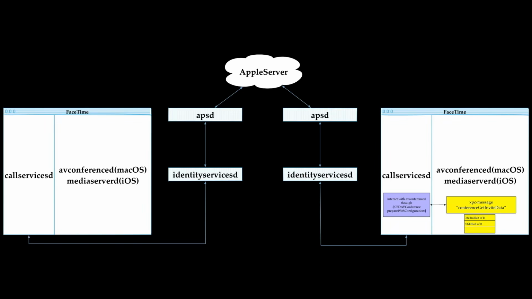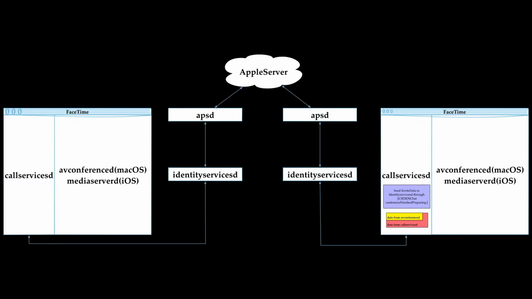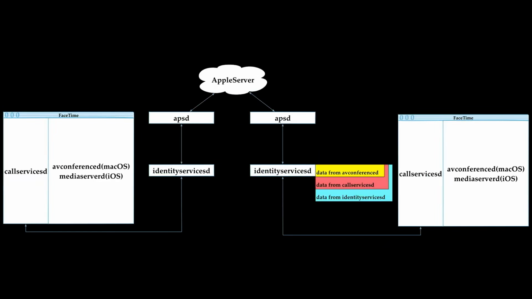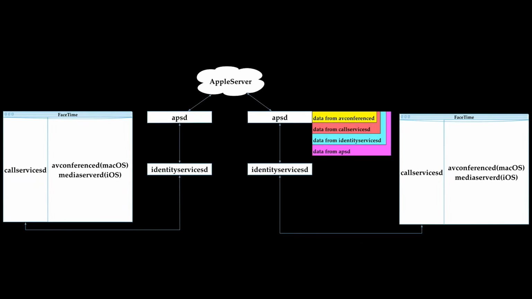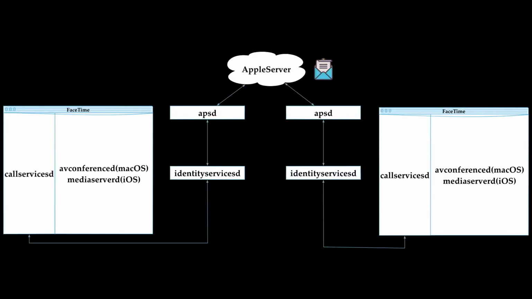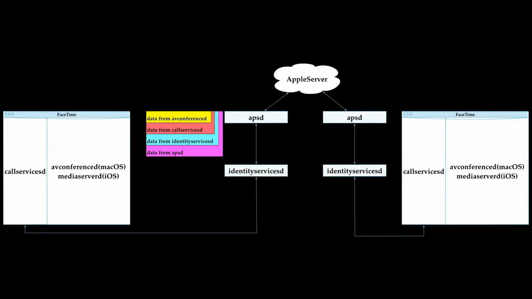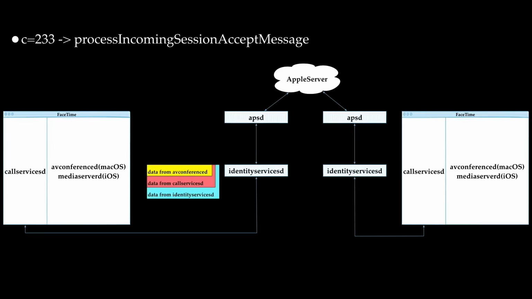It will get the invite data. It is also called invite data because it has the media blob and SK blob. It gets it from AVConferenceD, encapsulates more information, and sends it back to IdentityServicesD. IdentityServicesD will pass the data to APSD, and APSD will serialize the APS message and send it to the Apple server. The Apple server will forward the notification to our caller APSD. Caller APSD will deserialize the APS message and pass the data to IdentityServicesD.